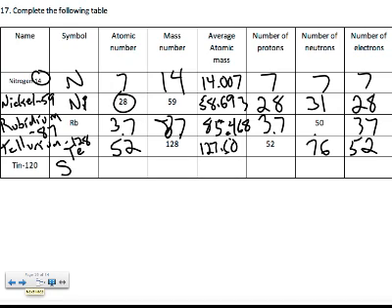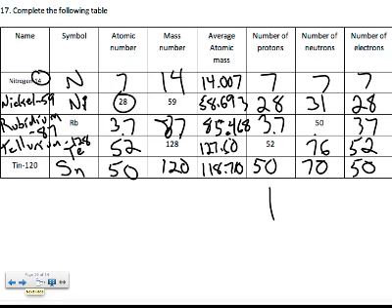Finally on this chart, tin 120. The symbol for tin is Sn, and it's atomic number 50, which means 50 protons, 50 electrons. It's number 120, that means that's the mass number. Average atomic mass for tin is 118.710. And then if you take 120 and remove the 50 protons, that means there have to be 70 neutrons.